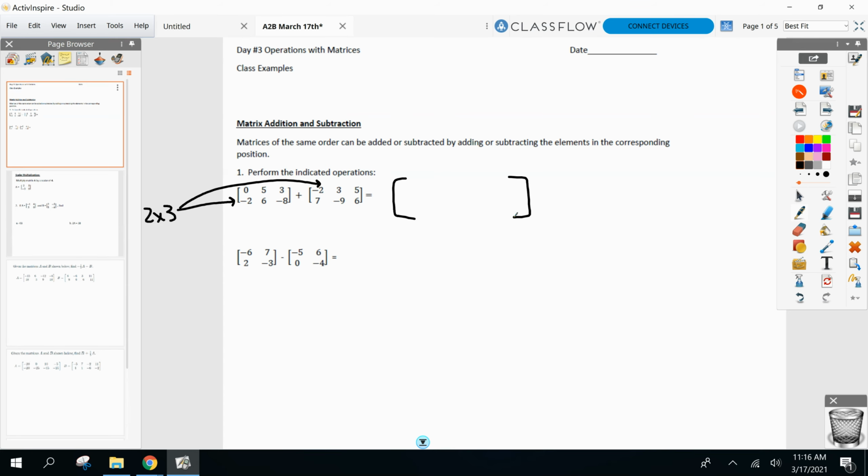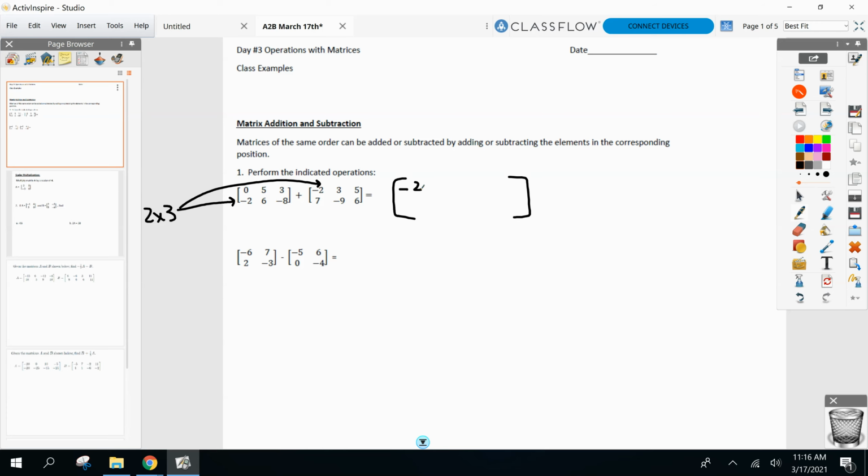So how do I add them? Add the numbers in the corresponding entries. Whatever's in row 1, column 1, you add it to row 1, column 1 in the other matrix. So my first spot here is going to be 0 plus -2, which is -2.